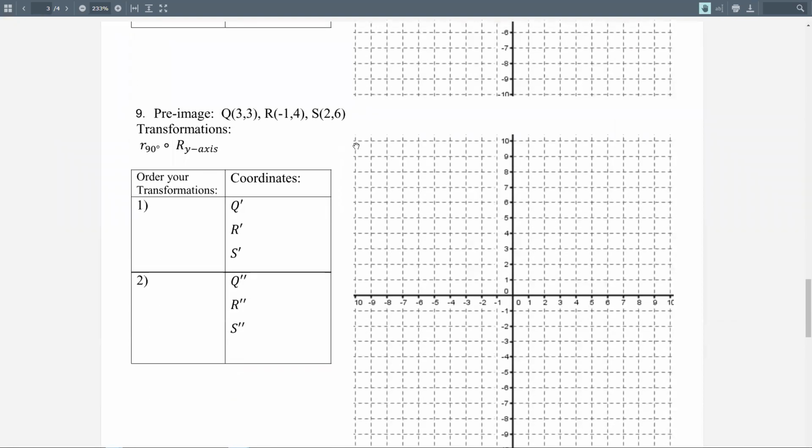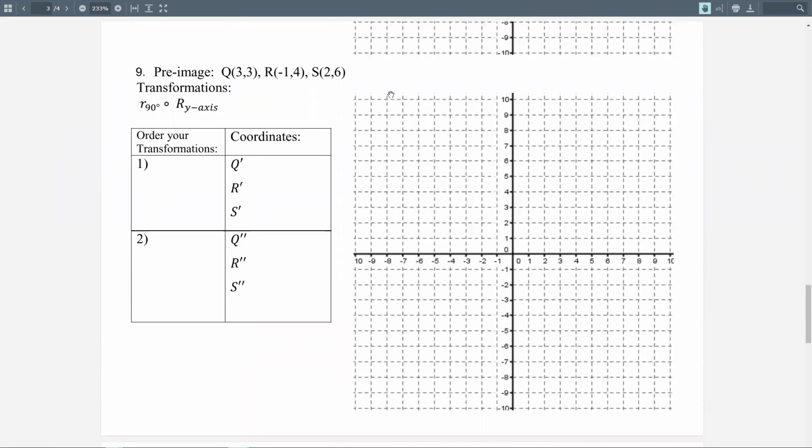All right, the next one, let's graph the original. Q is 3, 3. Let me do a different color, let me do red. R is negative 1, 4. And then 2, 6. So there's R, Q, and S.